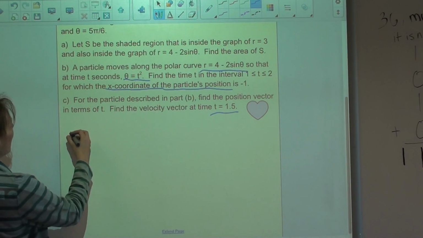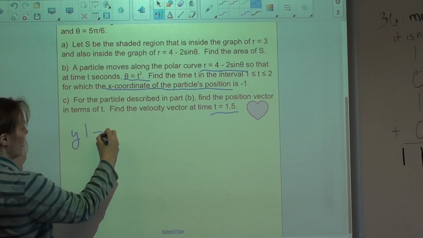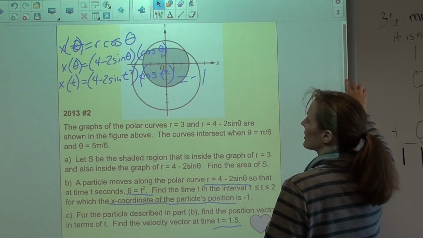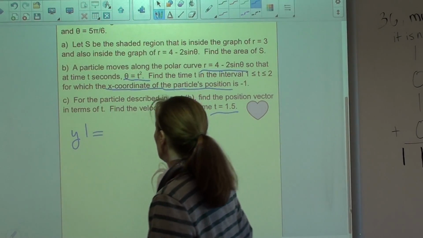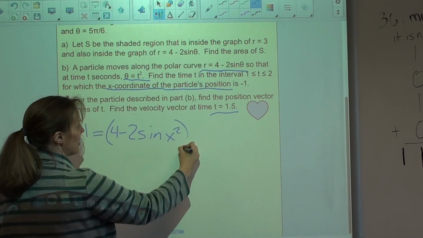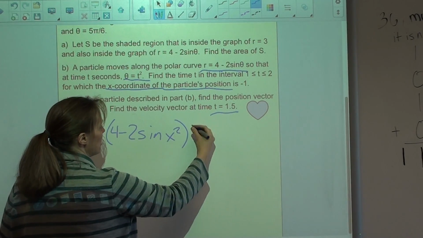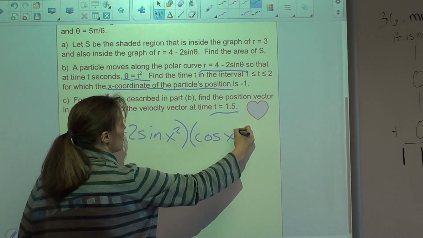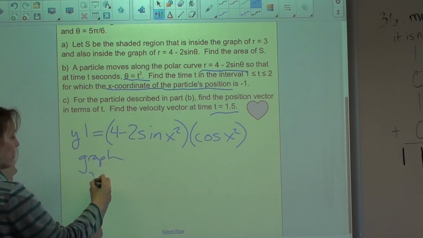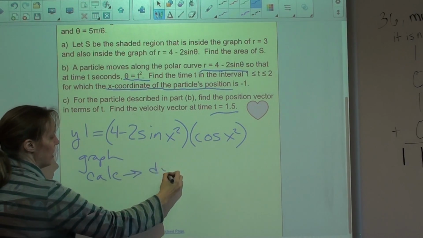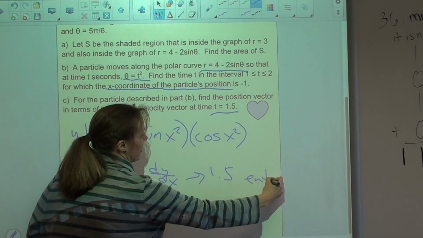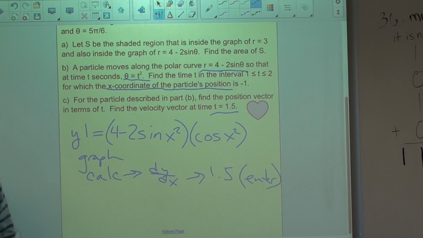So what I would do is, in my y1, I would put x of t. So 4 minus 2 sine t squared cosine t squared. I would do x squared because I wouldn't be using the t button. 4 minus 2 sine x squared cosine x squared, right? And then I would graph, and then I would go calc, and I would choose dy dx, and then type a 1.5 and hit enter. And there's my derivative at 1.5.